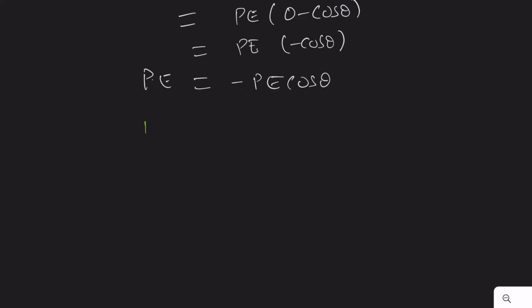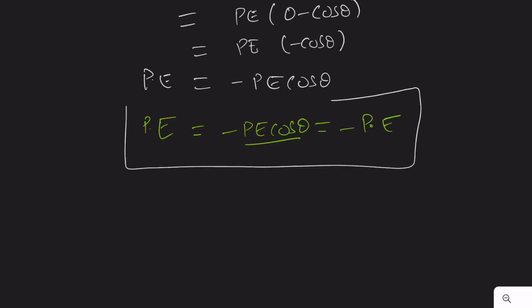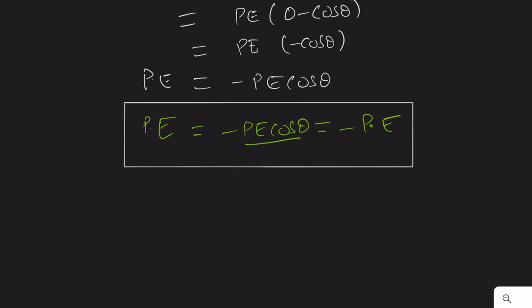So potential energy is equal to minus Pe cos theta. That is, Pe cos theta is nothing but P dot E, so minus P dot E. So this is a scalar product. Potential energy is a scalar quantity. So potential energy is equal to minus Pe cos theta, that is minus P dot E. So this is the answer.